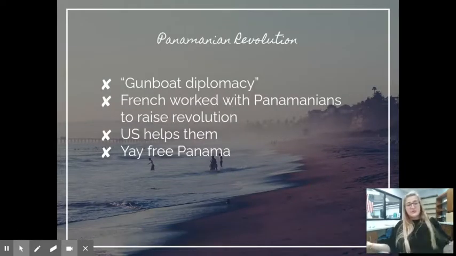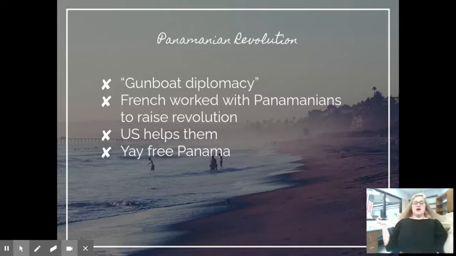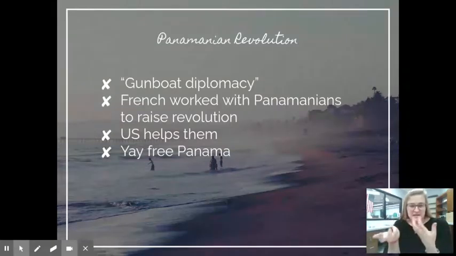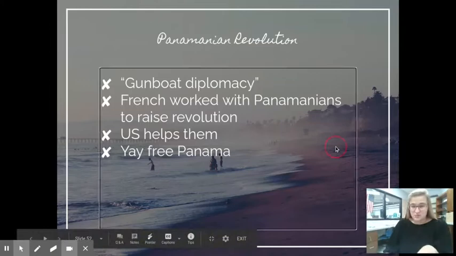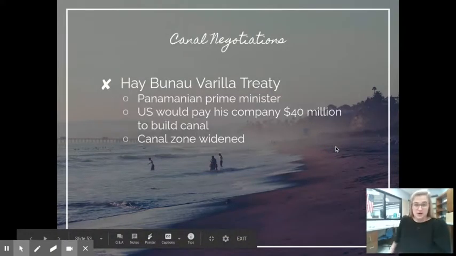So there's this big Panamanian revolution, and we call it gunboat diplomacy. Show up with giant ships, intimidate them, and it kind of ends, okay? The French kind of work with the Panamanians to raise revolution. The U.S. sends big ships, and all of a sudden Panama is free from Colombia. We're not going much more into depth. This is U.S. history, not Panamanian history.